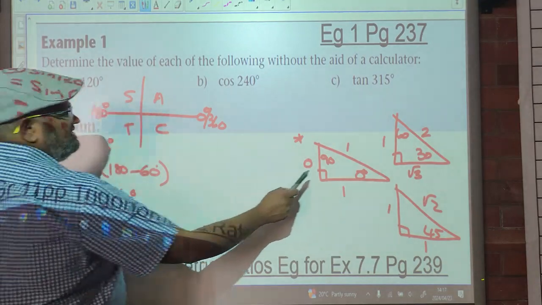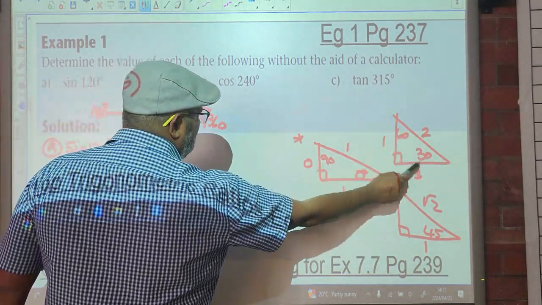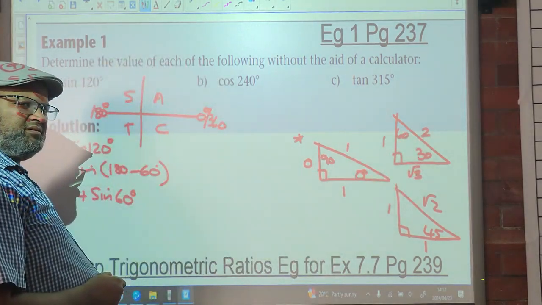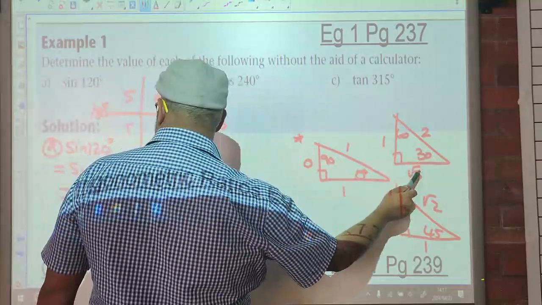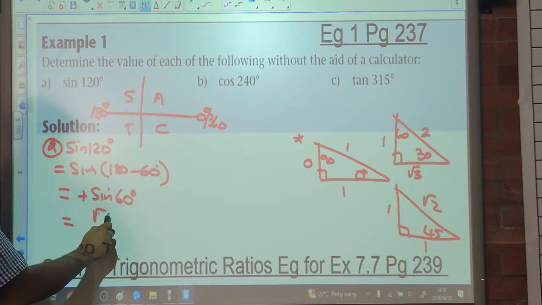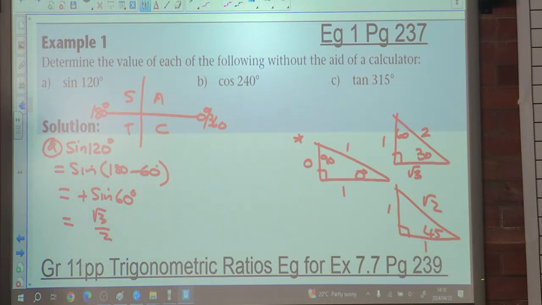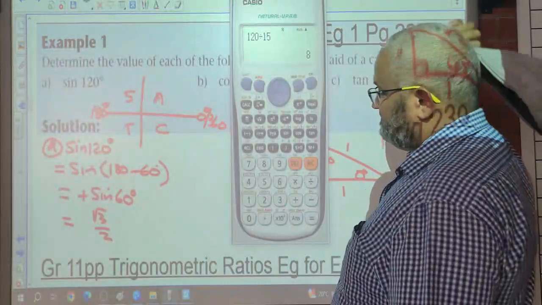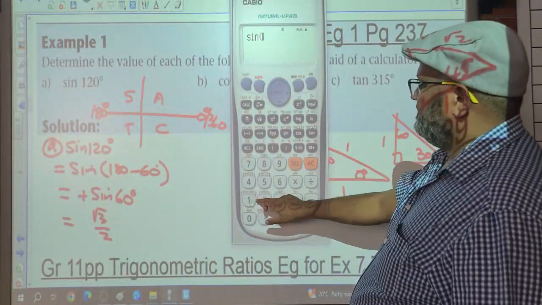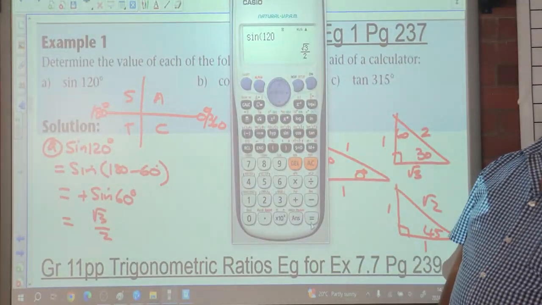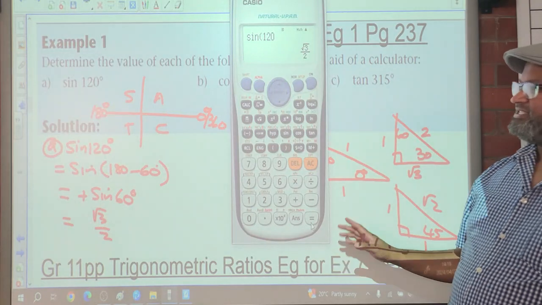So, sine of 60. Sine is opposite over hypotenuse. Opposite is root 3, hypotenuse is 2. So it's root 3 over 2. You guys understand? And the nice thing about this is we can check it. So we got sine 120 degrees equals root 3 over 2. Any confusion?